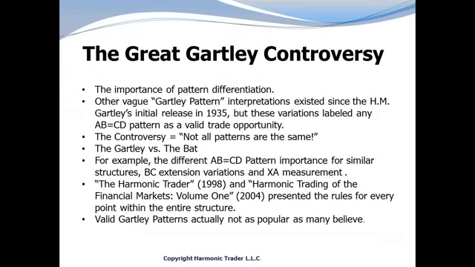For example, the different AB equals CD pattern importance for similar structures, the BC extension variations, and the XA measurement techniques are different for both of these similar structures. In my first book, The Harmonic Trader in 1998, and my second book, Harmonic Trading: The Financial Markets, Volume 1, released in 2004, I presented the rules for every point within both of these structures, but for the Gartley, it came down to a specific alignment that defined these structures.